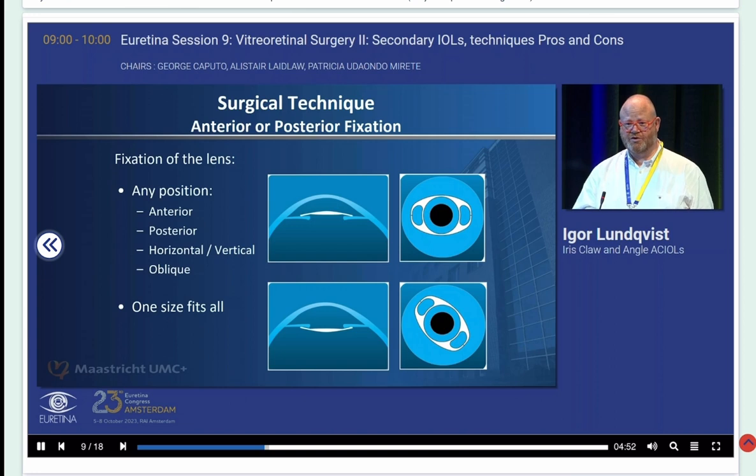It was proposed to use this lens in the anterior chamber. Recently, or in the last 10 years, it has been proposed to actually use this lens more and more in the posterior chamber, and both work very well, and it doesn't really matter in which direction you actually place it. So also with a deformed pupil or an asymmetric pupil, you can just fixate it quite fine.